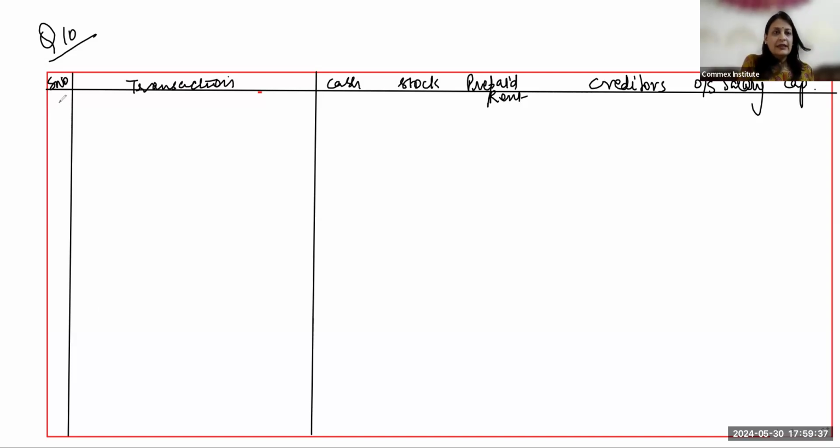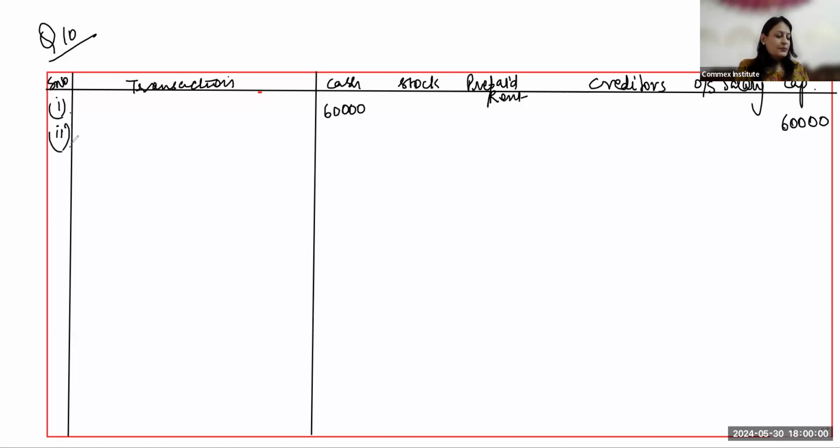Okay, moving on to the first transaction. That is commence business with cash. So my cash will increase by 60,000 and the capital will increase by 60,000. After the first transaction, we don't have to do anything. We are not going to draw any line. We're not going to calculate the new equation, directly come to the second transaction.